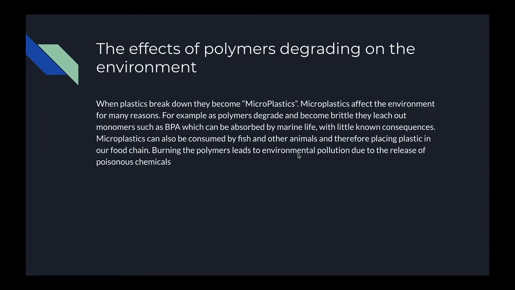The effects of polymers degrading on the environment. When plastics break down, they become microplastics. Microplastics affect the environment for many reasons. For example, as polymers degrade and become brittle, they leach out monomers such as BPA, which can be absorbed by marine life with little known consequences. Microplastics can also be consumed by fish and other animals, therefore placing plastic in our food chain. Burning the polymers leads to environmental pollution due to the increase of poisonous chemicals in the atmosphere.